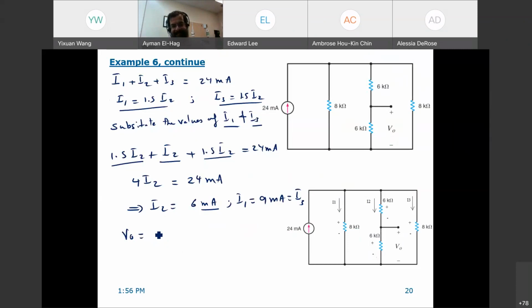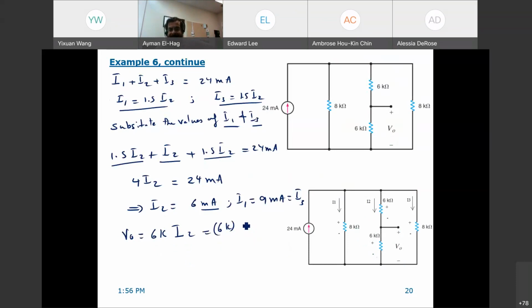So this is 6K times I2. This is your V0. Why? V0 polarity from here. This is the polarity, so we are following the convention of the current. So it's the same polarity, plus, minus, and Ohm's law. Ohm's law, the most fundamental law in electrical engineering. It's R times I. R is 6K, and I that goes here is I2. So this is equal to 6K times I2.